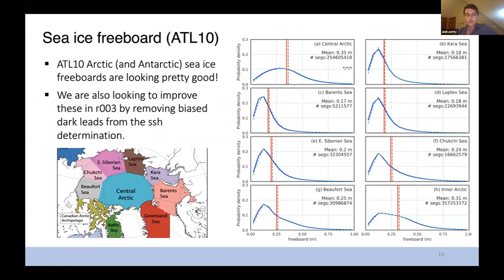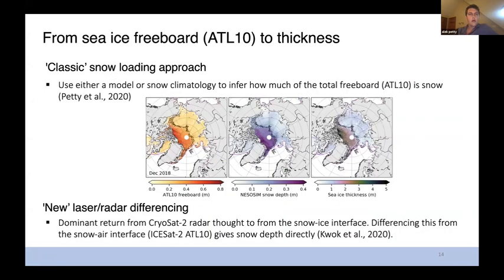The freeboard distributions make a lot of sense. And again, there's been some work ongoing to verify those with Operation IceBridge data. There's also been some work ongoing to then derive sea ice thickness. I'm going to talk about this more in the tutorial on Tuesday, and that might extend into the Wednesday advanced topics as well. Again, how we can go from ATL10 to then maybe deriving our own sea ice thickness estimate.